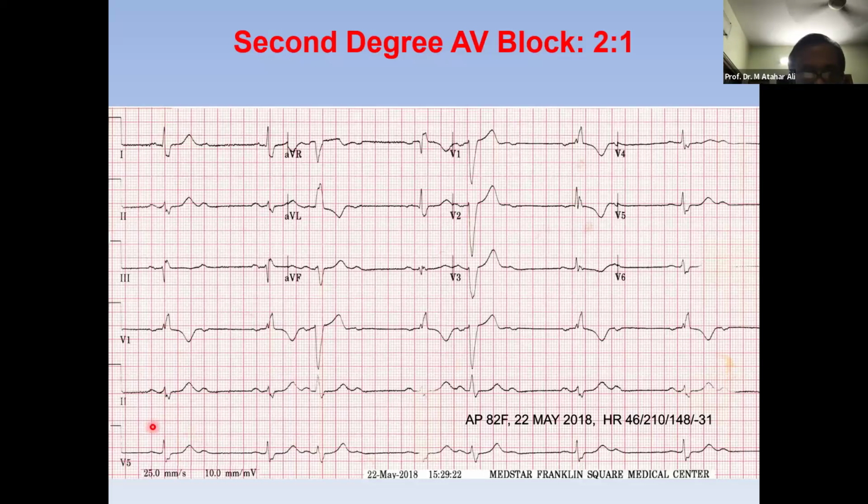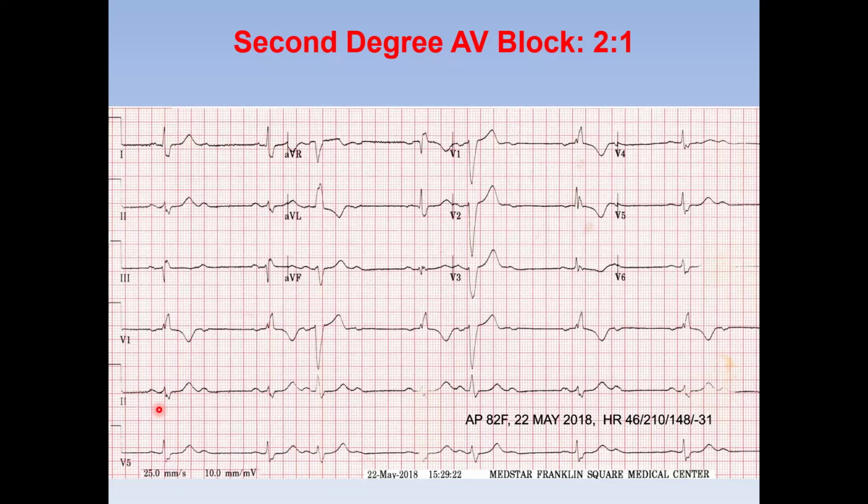This patient has alternating LBBB and RBBB in V1, sir. Yes, this is the interesting part. I found this curious. So what happens? Look at this. P conducted with right bundle. P didn't conduct. P conducts, and then it conducts with left bundle.